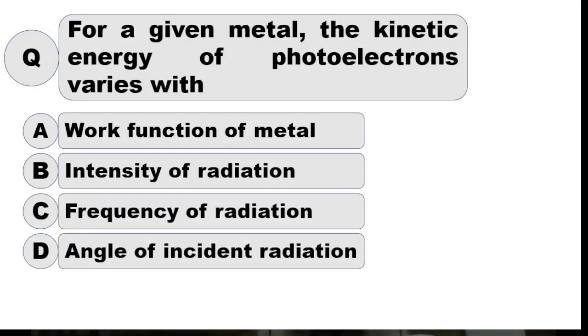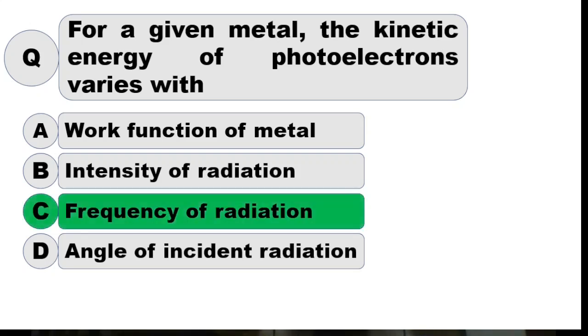For a given metal, the kinetic energy of photoelectrons varies with: A. Work function of metal, B. Intensity of radiation, C. Frequency of radiation, D. Angle of incident radiation. The right option is option C, frequency of radiation.